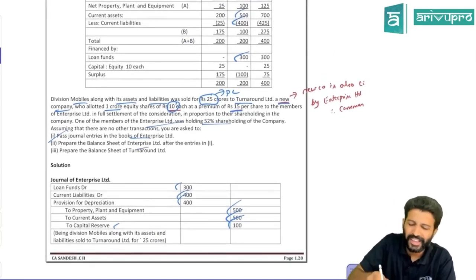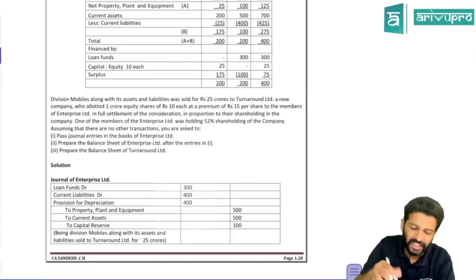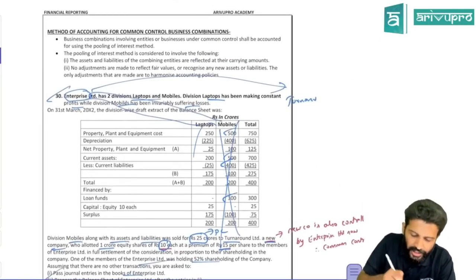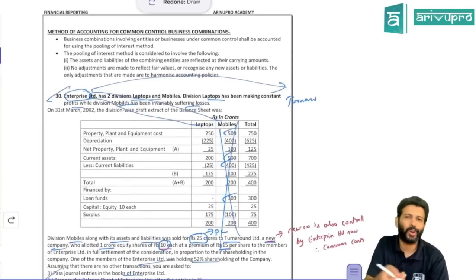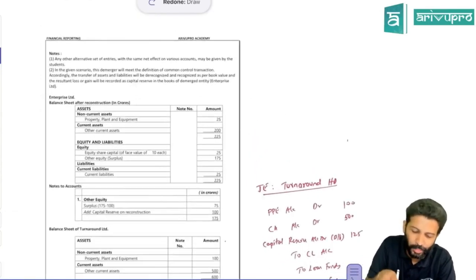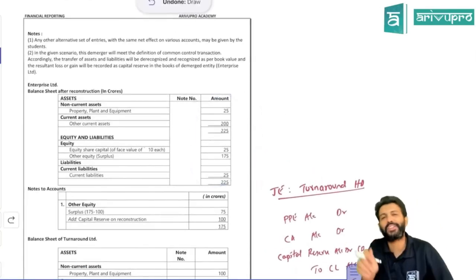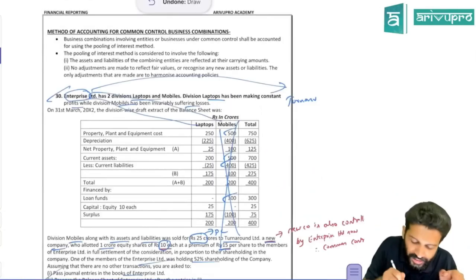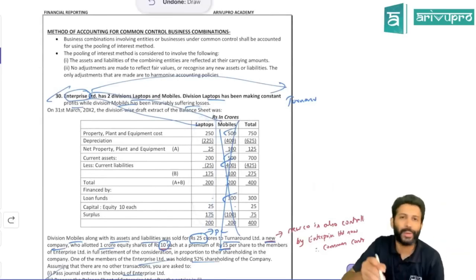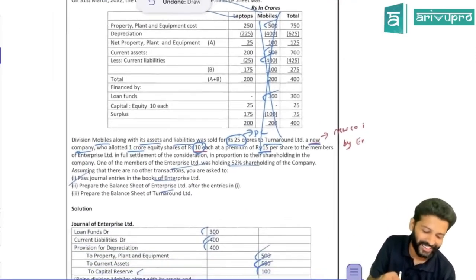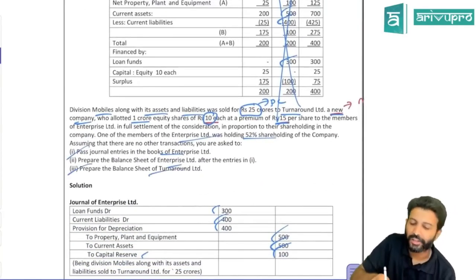After this, they are asking for the balance sheet. Sir, what is there in the balance sheet? Cut off this data; the remaining data only will become the new balance sheet. So all this you need to reduce. They're asking you to prepare a new balance sheet, so the mobile division data you entirely ignore. Only consider the laptop division, and that will become your new balance sheet. That's child's play. Next, prepare the balance sheet of Turnaround.